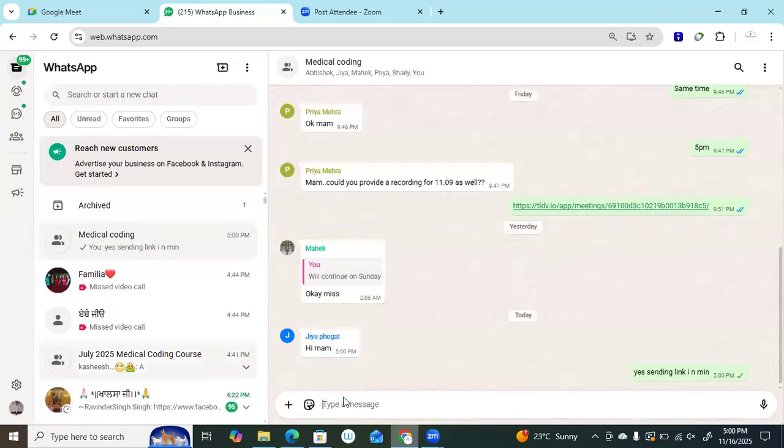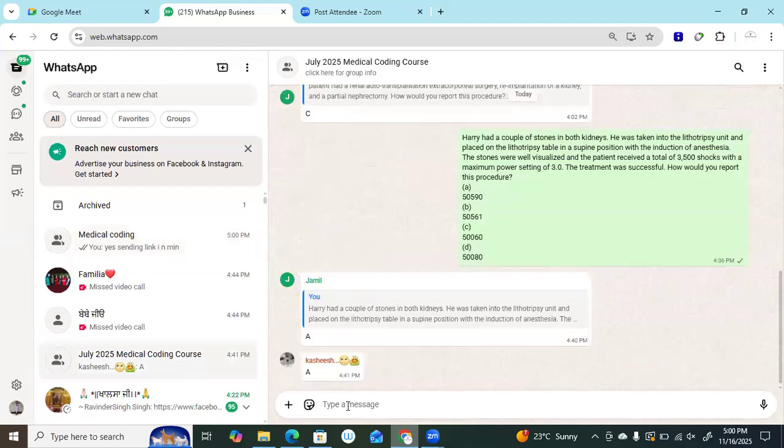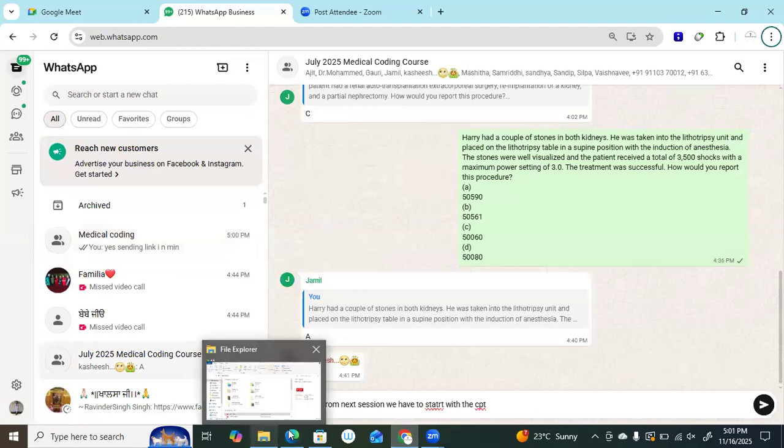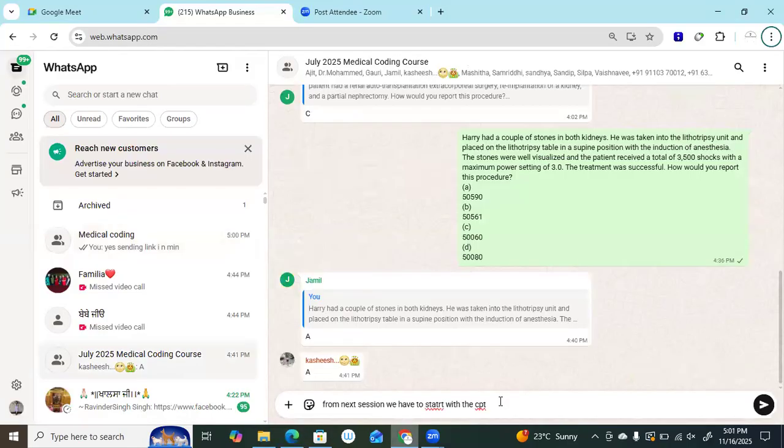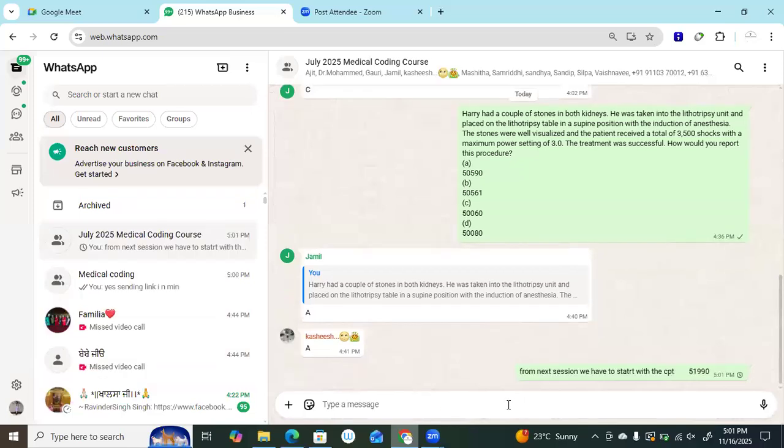Okay, so I'm mentioning it in the group. From the next session, we have to start with the CPT. What was the CPT? That is 51990, I think. Yeah, 51990. In the next session, we will start with CPT 51990.